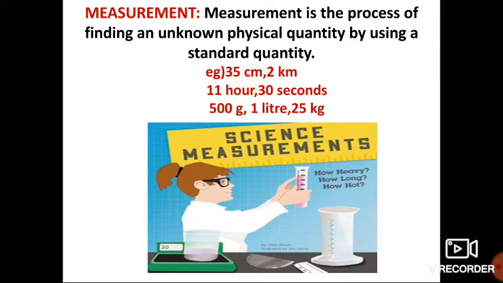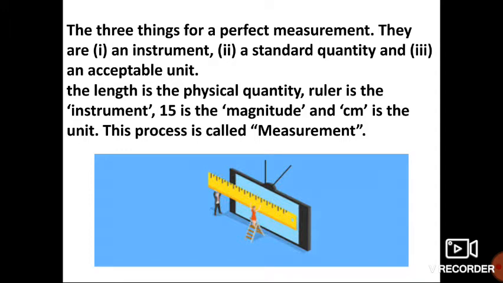Clear? Then next one, what are the three things for a perfect measurement? They are first, an instrument, second, a standard quantity, and then an acceptable unit. First one, instrument. A ruler is the instrument used for measuring length. Then length is the physical quantity, and 15 centimeter, that is what? 15 is the magnitude, and centimeter is the acceptable unit. Clear? So that process is called measurement.